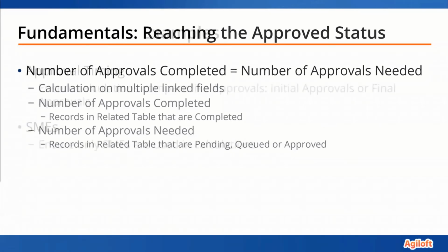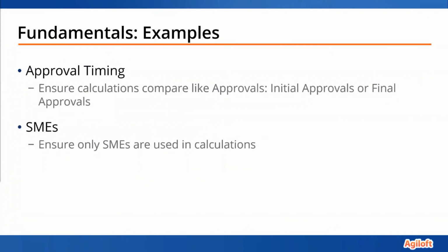We are going to combine these basics with approval timing functionality. With a choice field, we are going to separate the initial approvals from the final approvals. That will allow us to view these records in different places from the contract. It also allows us to sort approvals when we are calculating the number of approvals completed and the number of approvals needed.